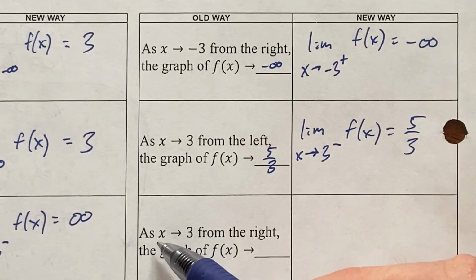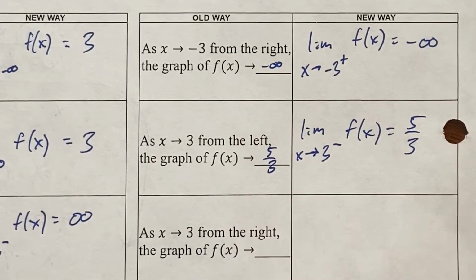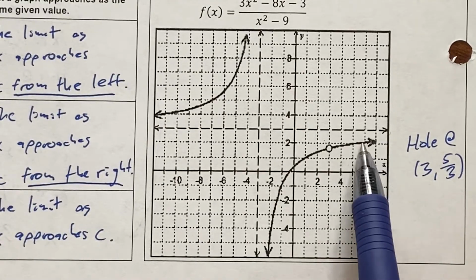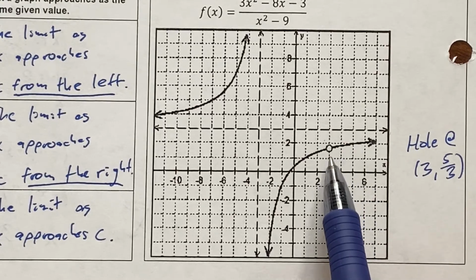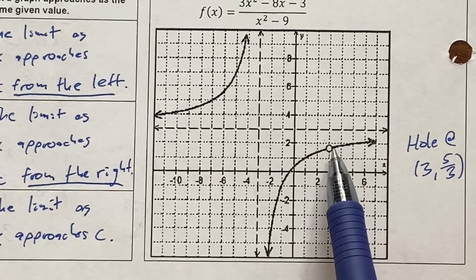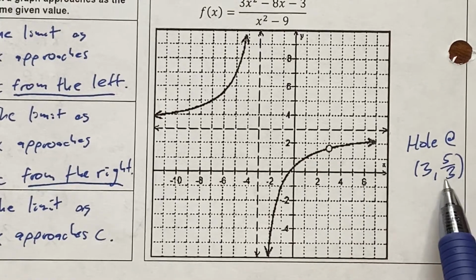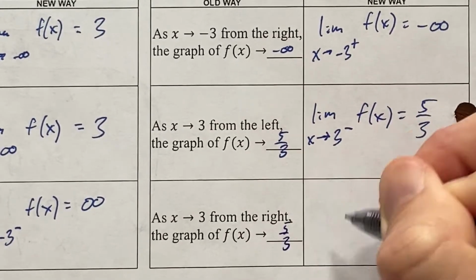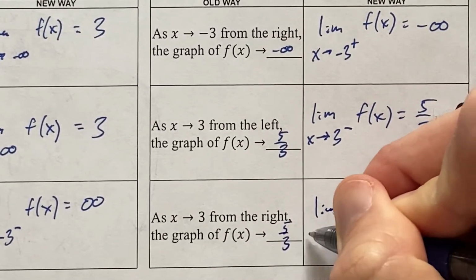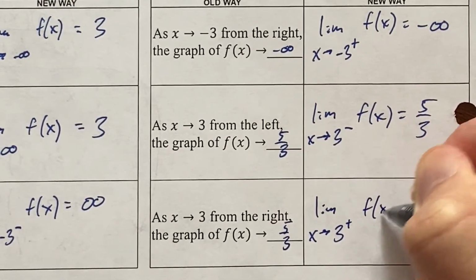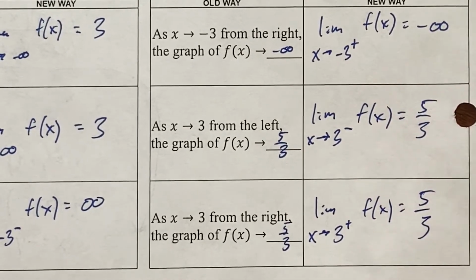And next one, as x approaches 3 from the right, we're coming from this direction now. As I get closer and closer to 3, what number am I getting really, really close to? That 5/3 again. So limit as x approaches 3 from the right of f of x equals 5/3 as well.